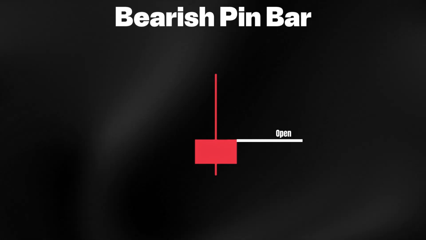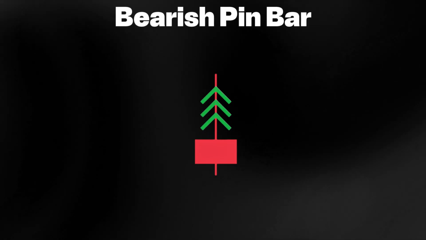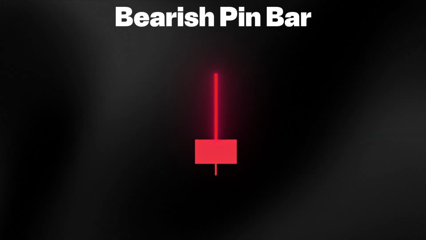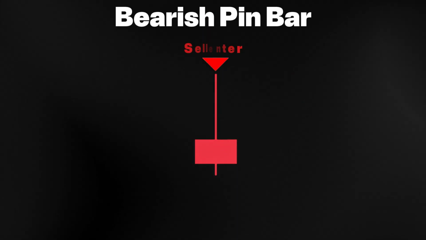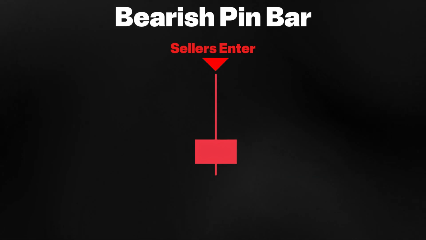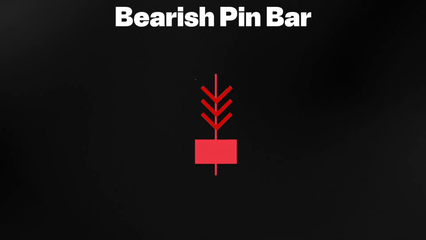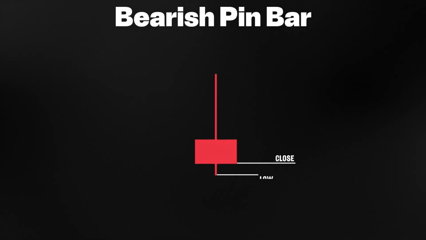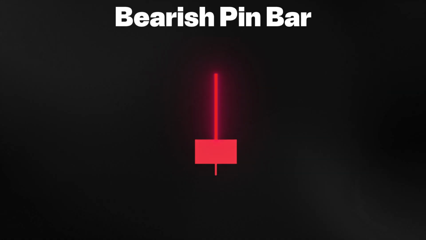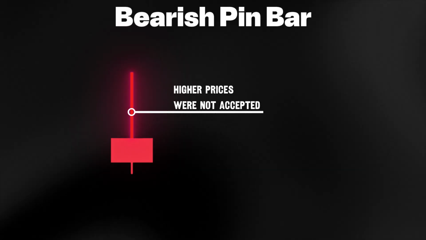Price opens, and buyers step in with confidence. They push price higher, creating that long wick at the top. But then, sellers step in. And they don't just slow things down, they take control. They drive price back down, often below the opening level, and the candle closes near the lows. That upper wick? That's rejection. It shows that higher prices were not accepted.